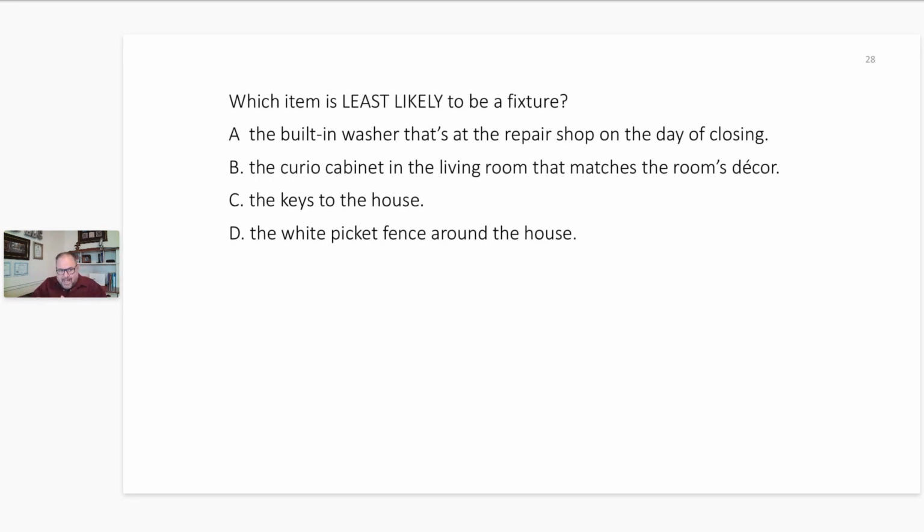For example, in answer A, if you stopped at built-in washer, you're going to say it's a fixture and move on. But if you read it and you're going, wait a minute. Yes, it's a built-in washer. Yes, it's a fixture, but we've severed it and it's at the repair shop. It's not a fixture anymore. It's been severed. So that's not a fixture. So we're looking for answer A. So develop a system in how you're going to read these questions.